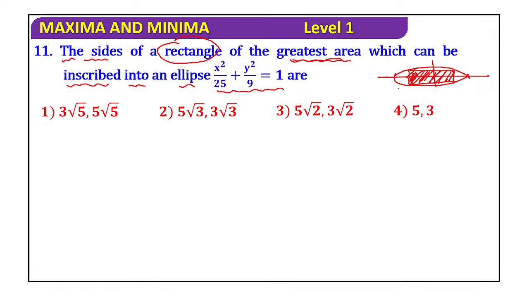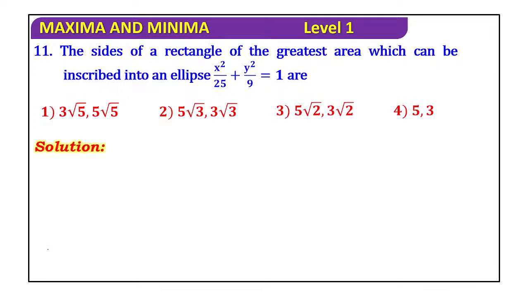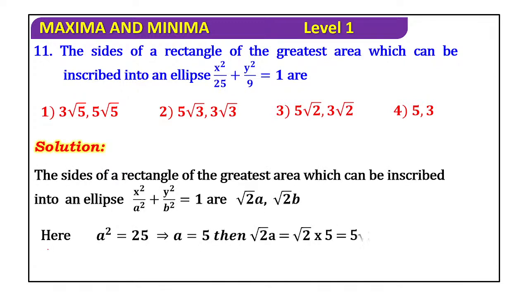Okay. At that maximum area of rectangle, what is x and what is y they are asking. Very beautiful question. Okay. You just say the ellipse is x square by a square plus y square by b square equal to 1. The sides of the rectangle of greatest area which can be inscribed into the ellipse are given by root 2a and root 2b. These two are the important things.